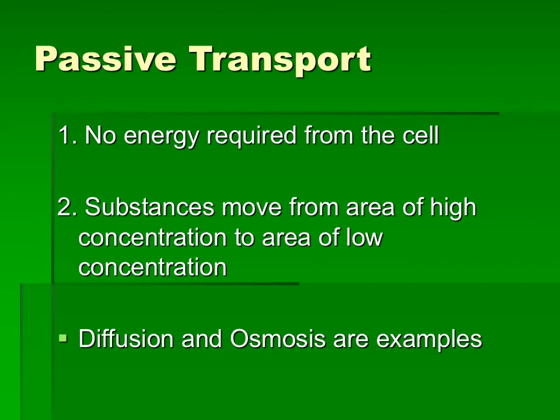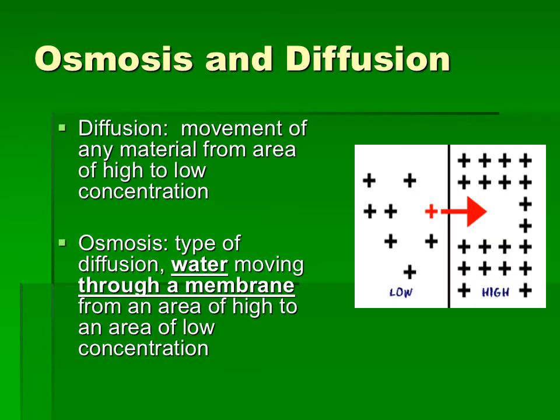Okay, so passive transport. No energy is required from the cell in passive transport. Substances with passive transport move from an area of high concentration to an area of low concentration. So they move from where there's a lot of something to where there's not a lot of something. Diffusion and osmosis are both examples, and the egg lab that we're doing is an osmosis lab.